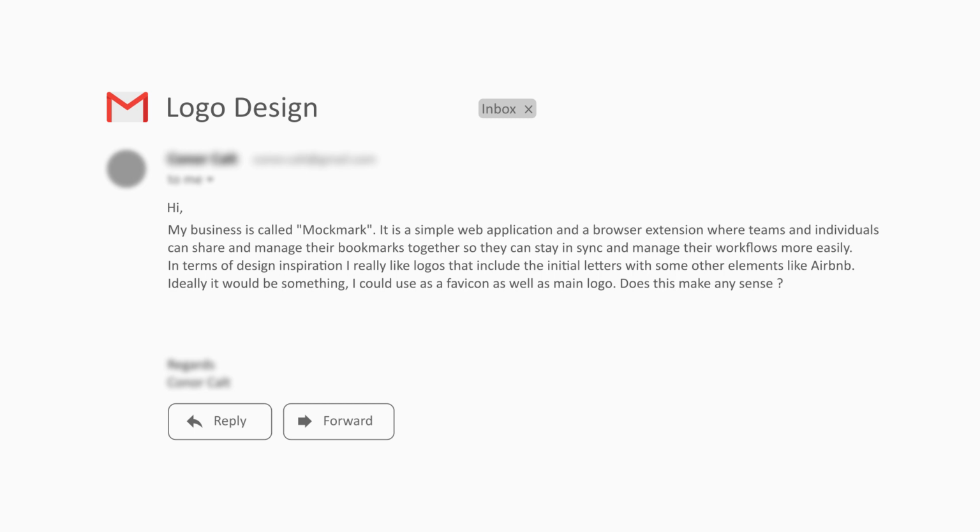And now the major points that I extracted from this brief. First of all, it's the name of the logo, or you can say the name of the business, which is Bookmarks. Second one is that it's a web application for sharing. And third one is the bookmark, which is being shared. So I decided to design our logo on the basis of these three elements.